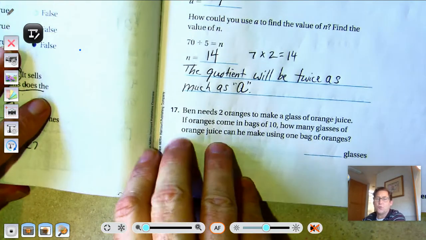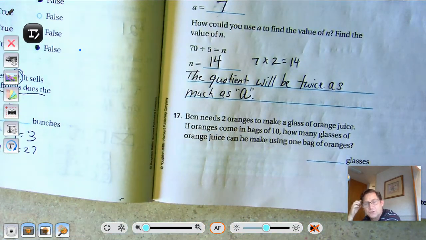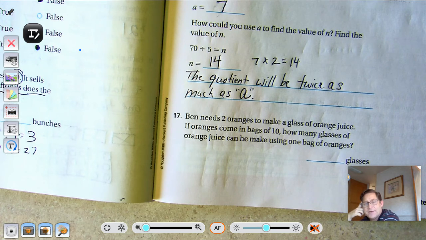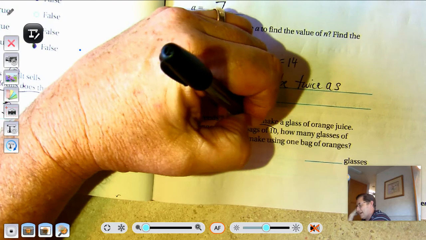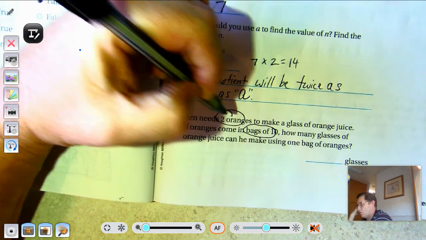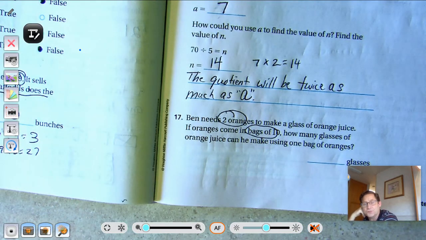Ben needs 2 oranges to make a glass of orange juice. If oranges come in bags of 10, how many glasses of orange juice can he make using 1 bag of oranges? So he's going to have a bag of 10 and he needs 2 oranges to make a glass of orange juice.